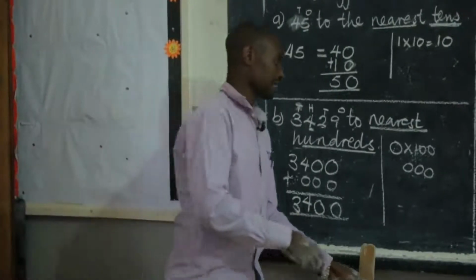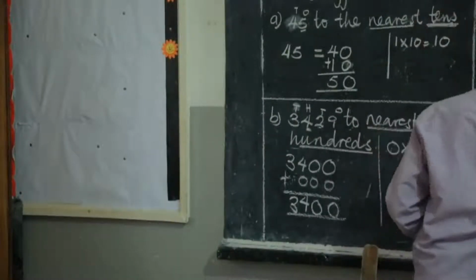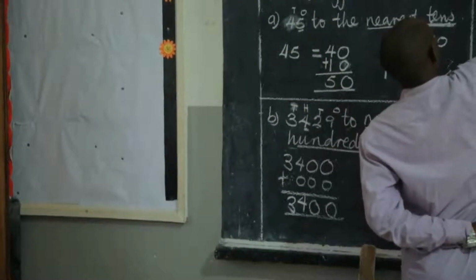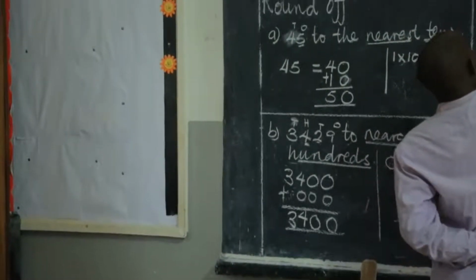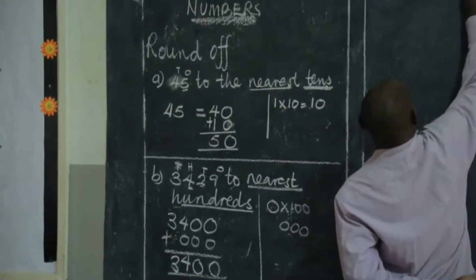Let's have another example. We are rounding off 49962 to the nearest.